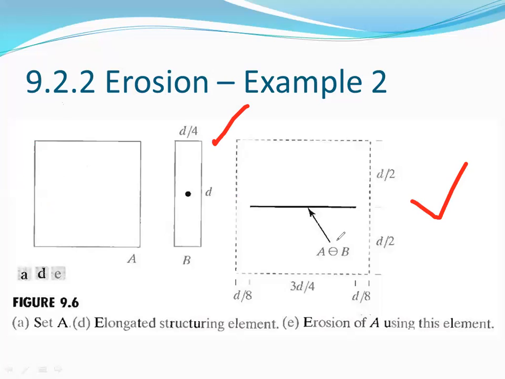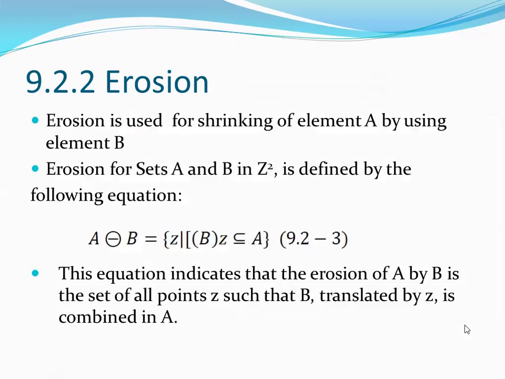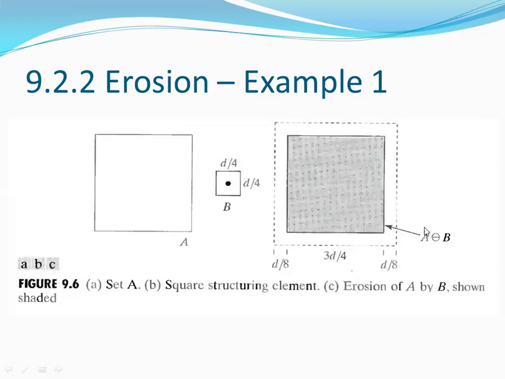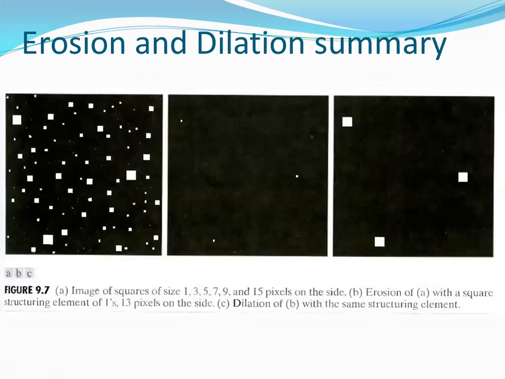So the erosion by this structuring element has given me a straight line. Erosion is represented by this sign. Dilation was represented by a plus sign, I think, this one. This was dilation. It is not an XOR. And this is erosion. They are dual, it seems. A very nice example.